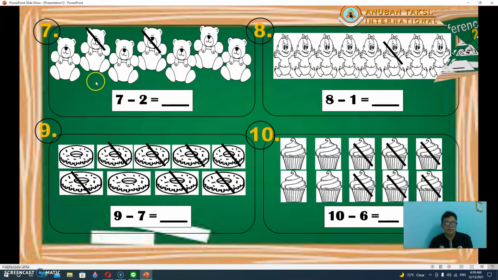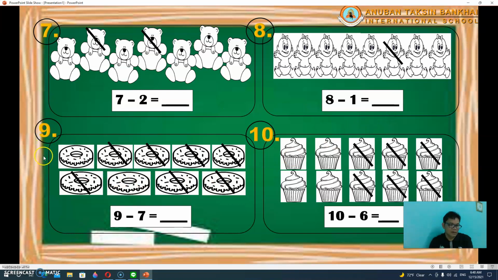Okay, and number 7. Okay, so how many dots are there? 7 minus 2. 1, 2. So 7 minus 2 equals 1, 2, 3, 4, 5. So 7 minus 2 equals 5. Okay, number 8. Okay, how many babies are there? 8. So minus 1 equals 1, 2, 3, 4, 5, 6, 7. So 8 minus 1 equals 7.